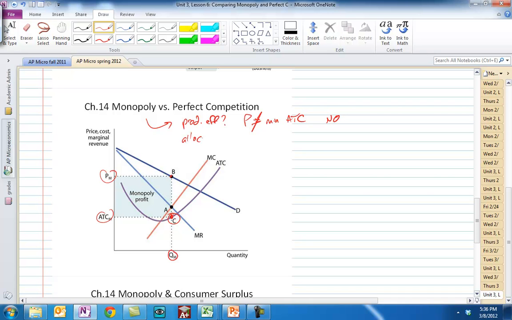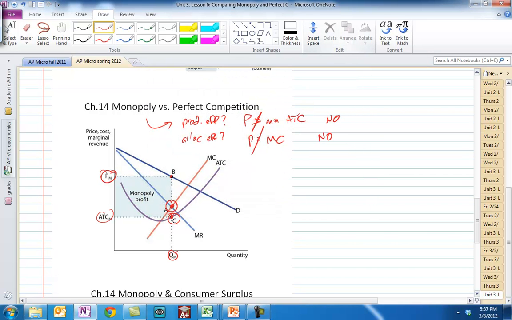How about allocatively efficient? Is the price equal to the marginal cost? Again, here's the price. At QM, the marginal cost is there at point A. So again, no. The price is greater than the marginal cost of production. And the price is also greater than the minimum average total cost of production. So a monopoly is neither productively efficient nor allocatively efficient.